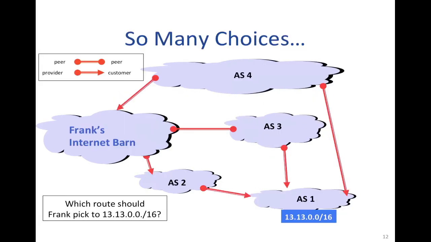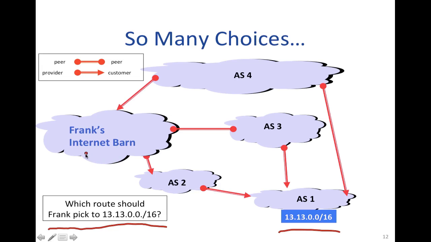There can be many, many choices. So let's look at an example here. In this particular network, Frank's Internet Barn is trying to decide which route it should pick in order to reach this prefix 13.13/16, which is down here in AS1. The nature of the relationship here is that Frank is connected directly to a provider, AS4. It's connected to a peer, AS3, and it's connected to a customer, AS2, which in turn is connected to another customer down here.